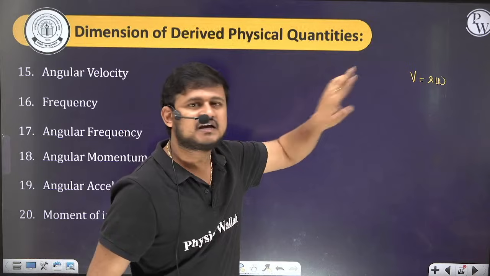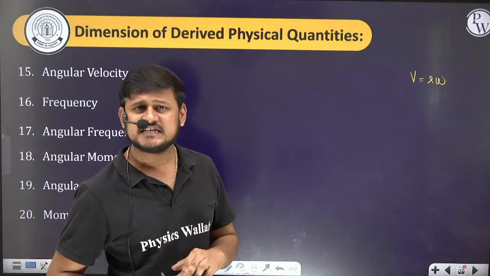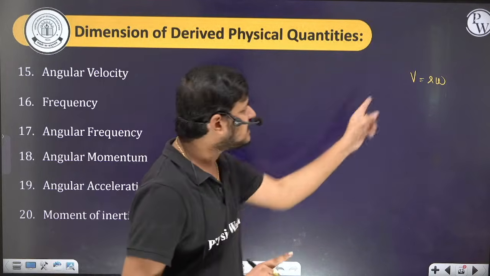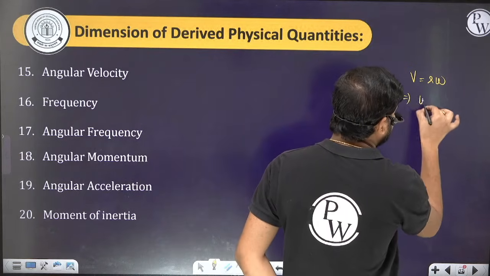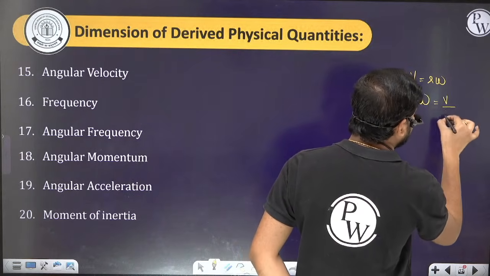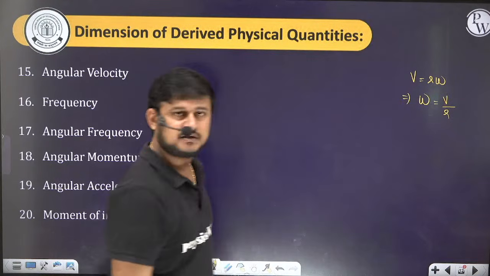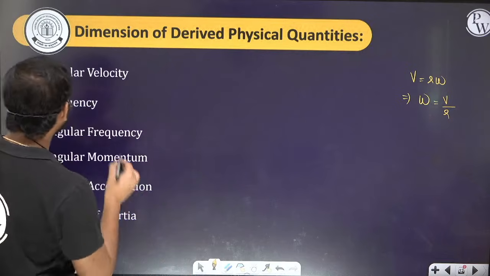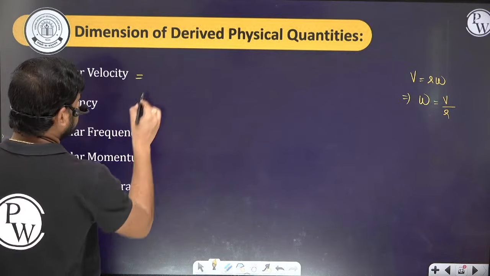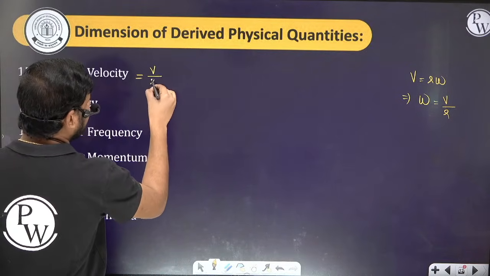Okay. So this we come across in the second chapter itself, NLM. So there I'll explain in detail. Now, from here, shall I write omega is equal to V by R? Omega is the angular velocity, which is equal to linear velocity by R. R is the radius. So I can write the formula V by R.